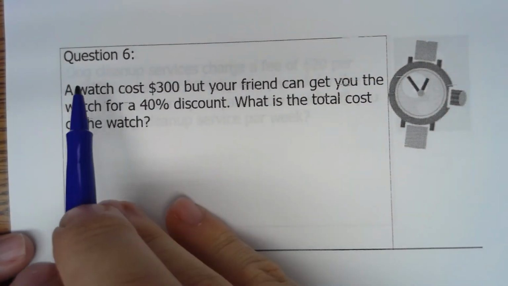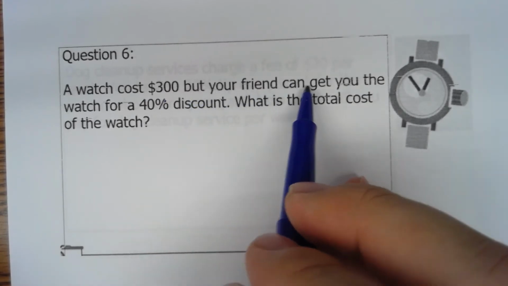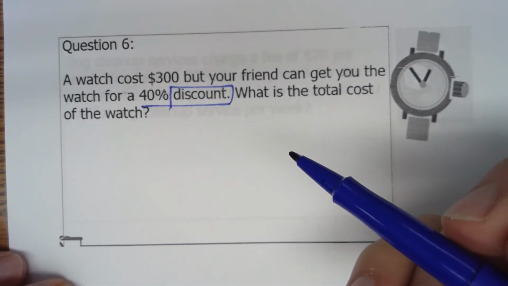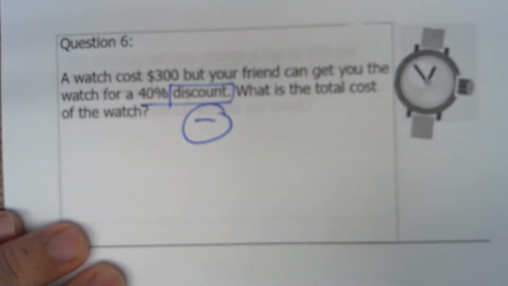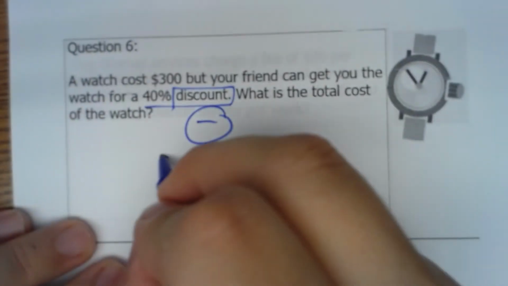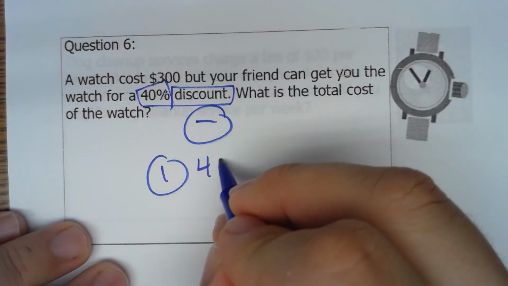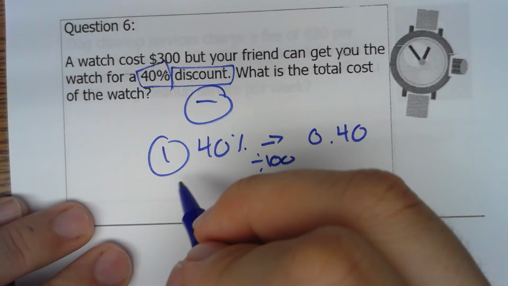Alright, question 6. A watch costs $300, but your friend can get you the watch for a 40% off discount. What is the total cost of the watch? Discount means you subtract. You got it. So step 1, change the 40% to a decimal. Divide by 100, you get 0.40.